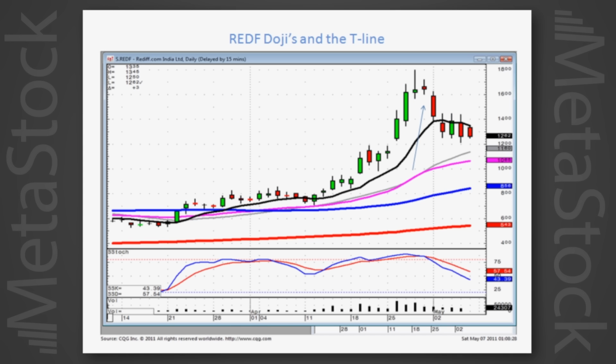Some of the truisms about the T-line is that the further away you move from the T-line, the higher the probability it's going to come back and test it. So if you start seeing potential sell signals, get ready to start taking some profits.